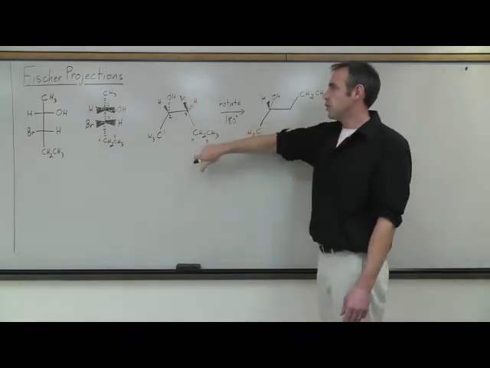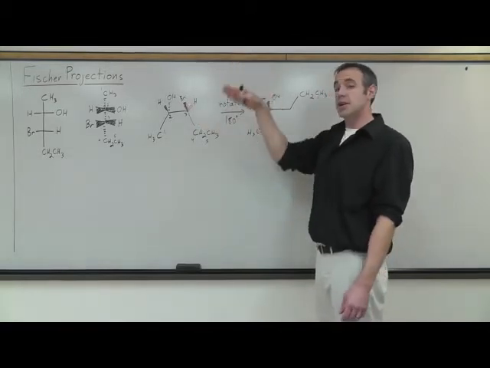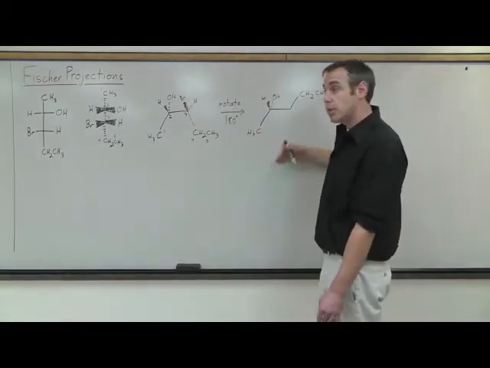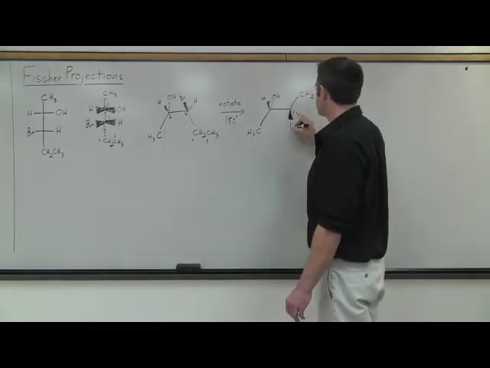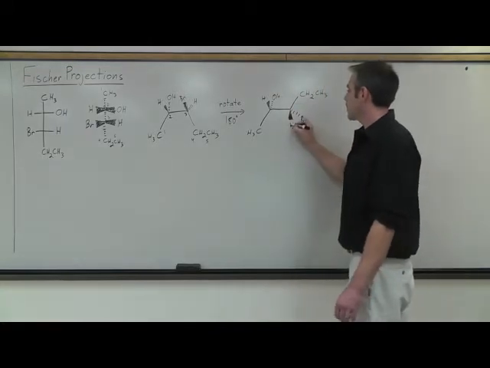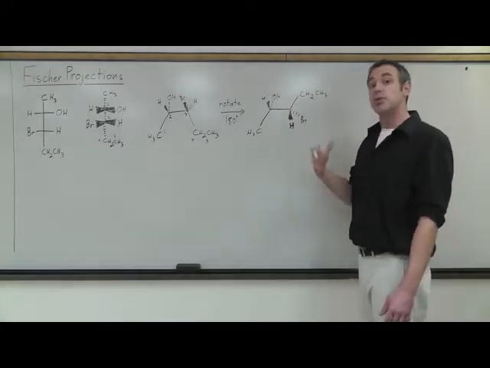If we brought the ethyl group all the way up to the top, that means the bromine that was coming out at us will now be angled downward and away from us. And the hydrogen will now be angled downward, but towards us.